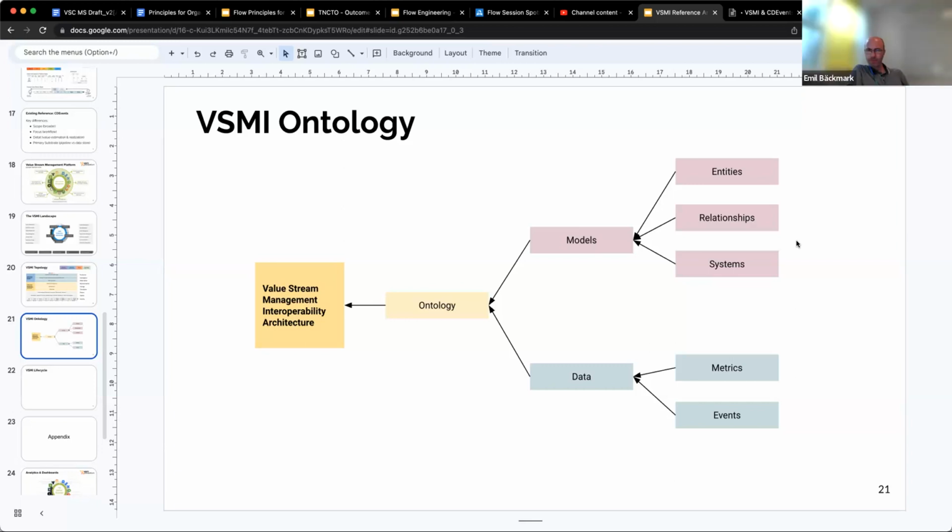I'm a bit confused. I don't make too much sense out of this picture, I'm afraid. So I can't really visualize what kind of information we are talking about here for the models and for the data.